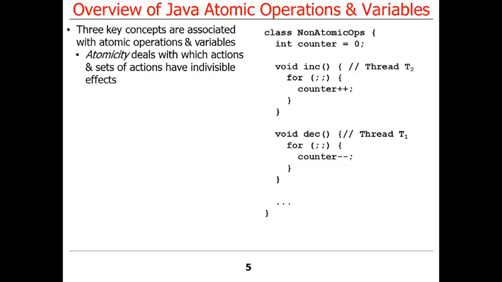Here's a simple example that doesn't have atomicity. This is non-atomic operations. You see we have this class with a couple of methods, increment and decrement. I don't show all the code, but you get the basic idea. We have some integer counter, and thread T2 is going to run and increment, and thread T1 is going to run and decrement. Because those calls are not atomic, who the heck knows what the values are going to be when you're all done, because they're all going to be scrambled up. So that's an example of not having indivisible steps.